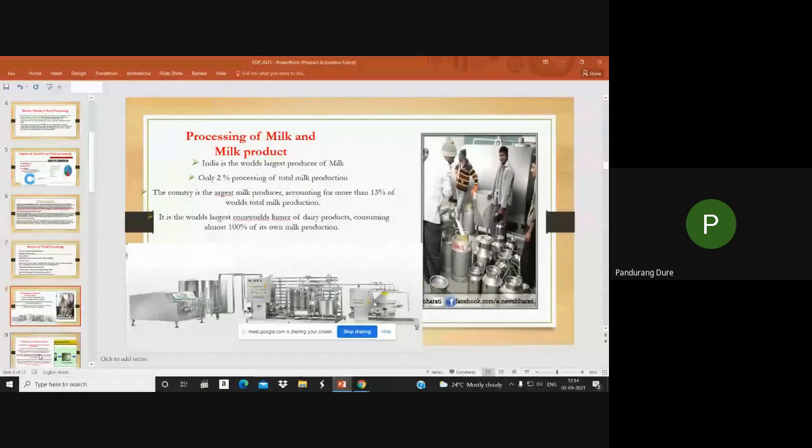The processing of milk and milk products. When we think of milk and milk products, India is the world's largest producer of milk, and out of that, just 2% is processed. Otherwise, all the milk which is produced is sold raw, and there is not that much processing. But we have to increase the processing, and then food safety through this processing. So just 2% processing is there, and anyone can imagine there is a lot of scope for students in this sector also.